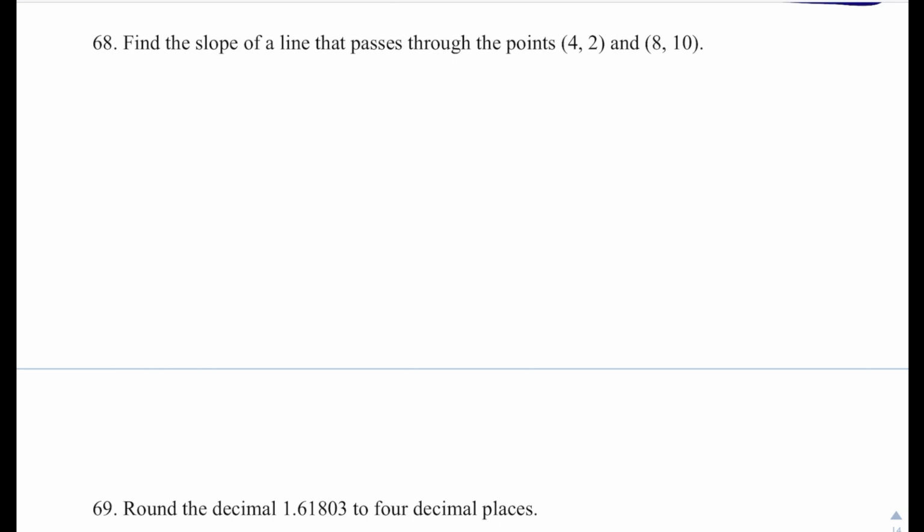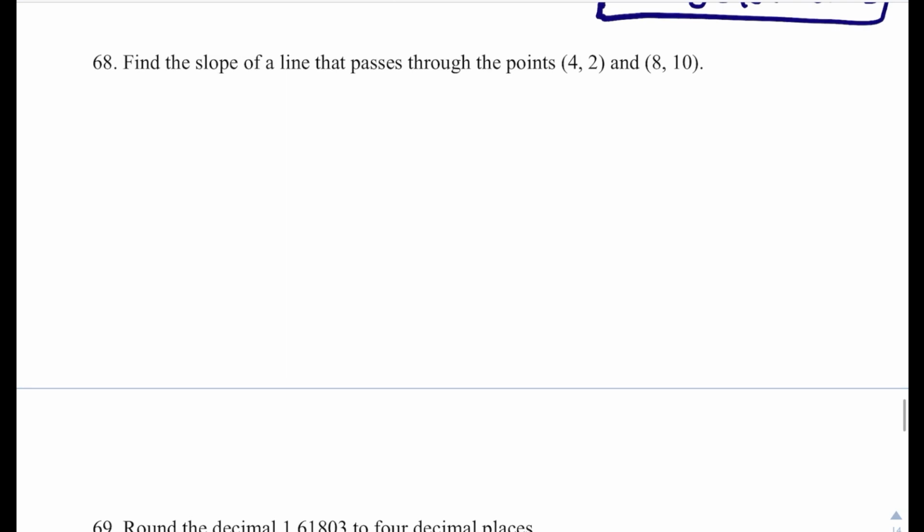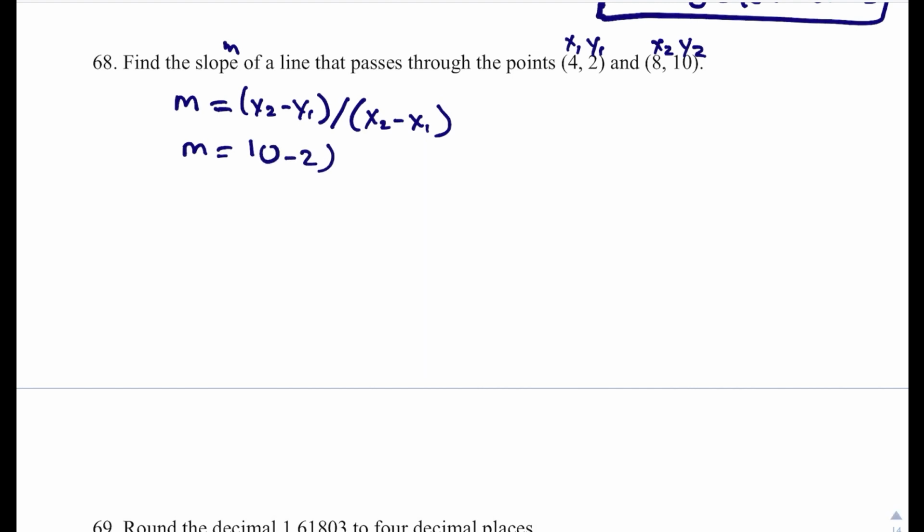68. Find the slope of a line that passes through the points (4, 2) and (8, 10). So again, we know this is x1 and y1, x2 and y2. We know that our slope, m always is slope, so slope equals y2 minus y1 divided by x2 minus x1. So m equals 10 minus 2 divided by 8 minus 4. So this is going to equal 8 divided by 4, and that equals 2. So our slope is 2.